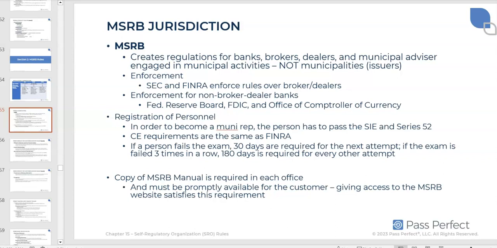Now, this doesn't apply to anybody here, obviously, but the rule is if someone doesn't pass their test on the first or second try, they have to wait 30 days to retake. But if they don't pass on their third try, they have to wait 180 days. That's about 6 months to retake the test.